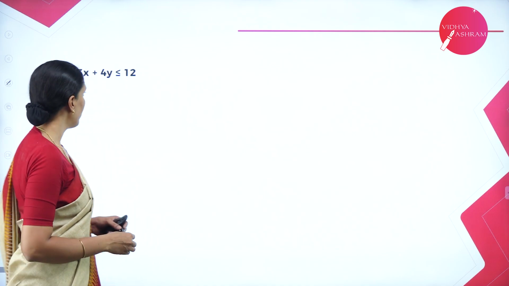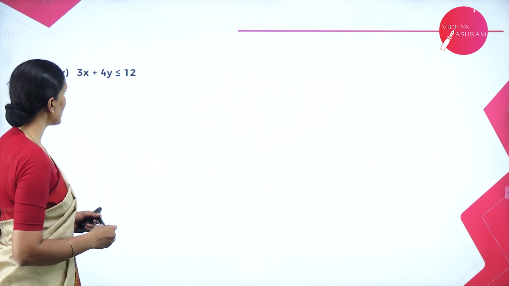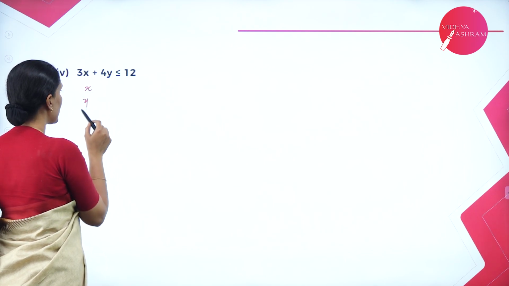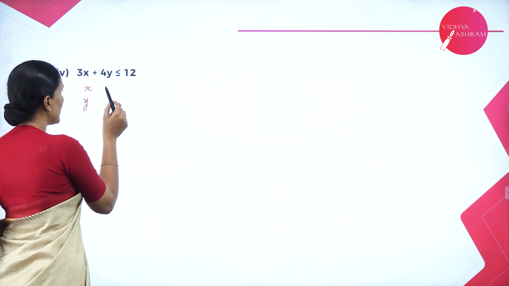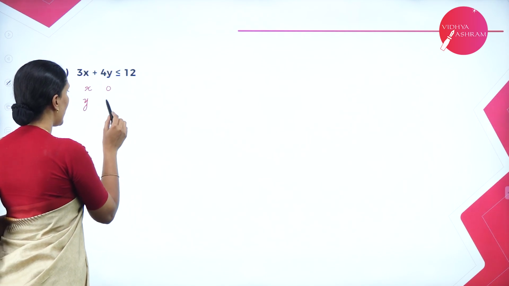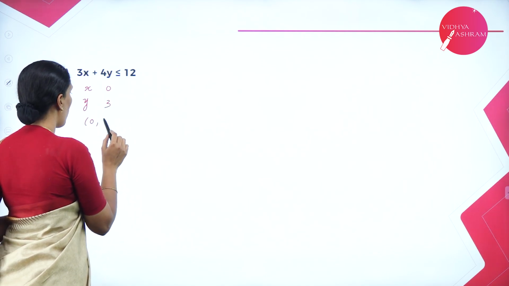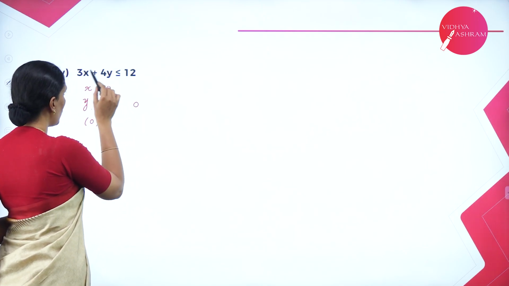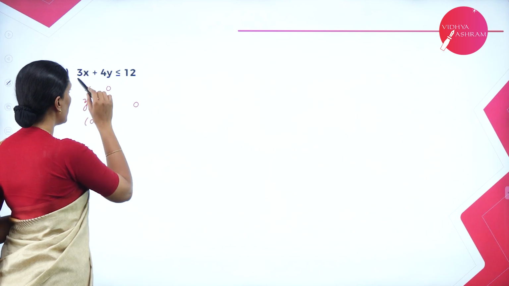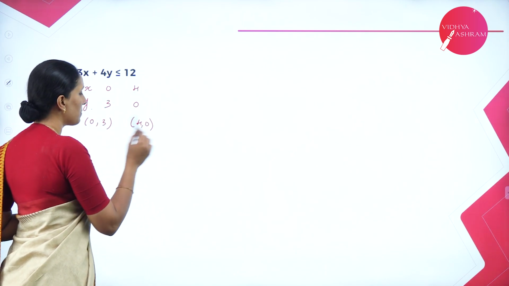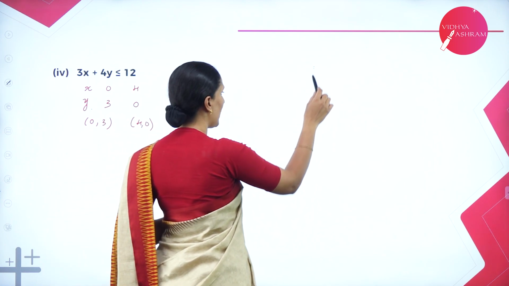Next one, we have 3x plus 4y less than or equal to 12. So let us find the solution by taking x and y as 0. Let's put x as 0. We get 4y is equal to 12. So we can take the point as (0, 3). Next, let's put y as 0. If you put y as 0, we get 3x is equal to 12. So we get 4 as a point. So (4, 0). Let's plot this in the coordinate plane.